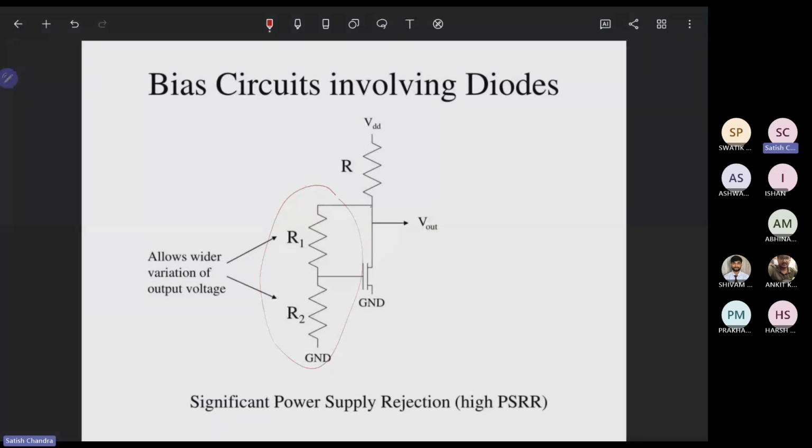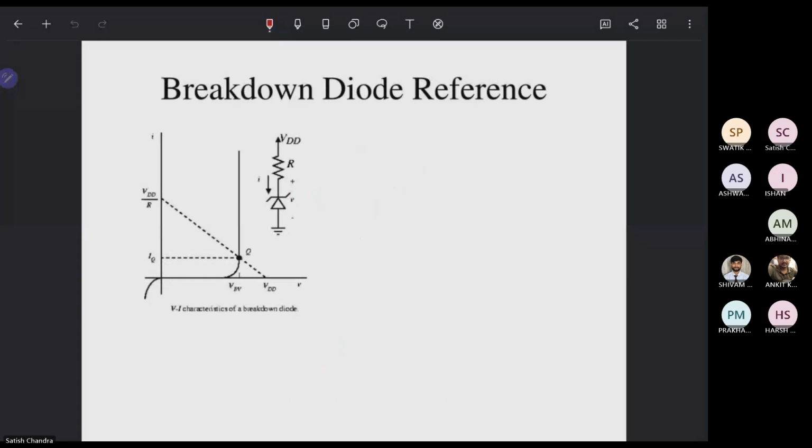Rather than making a direct connection, we connect this with the help of two resistors. This is going to give you a variation of the output voltage depending on R1 and R2, or rather only depending on this resistor and this resistor. So this will increase our power supply rejection more. So this is the breakdown diode referencing.